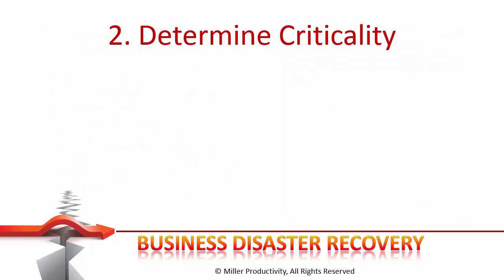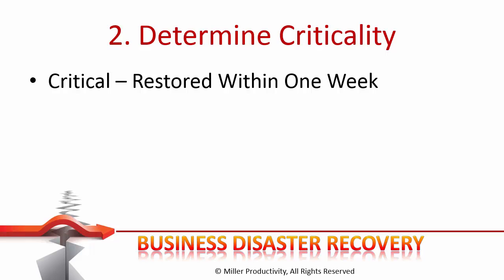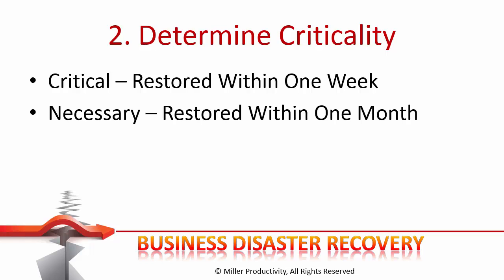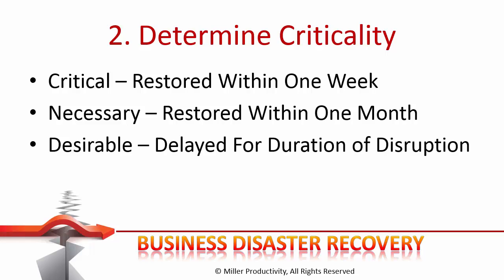Step 2. Determine criticality. For every business function and activity, assign a rating. Critical are activities that must be maintained or restored within 1 week. Necessary are activities that must be restored within 1 month. Desirable activities are those that can be delayed for the duration of the disruption.